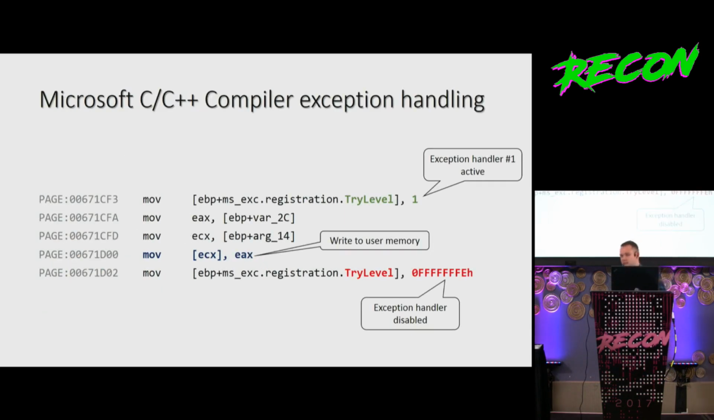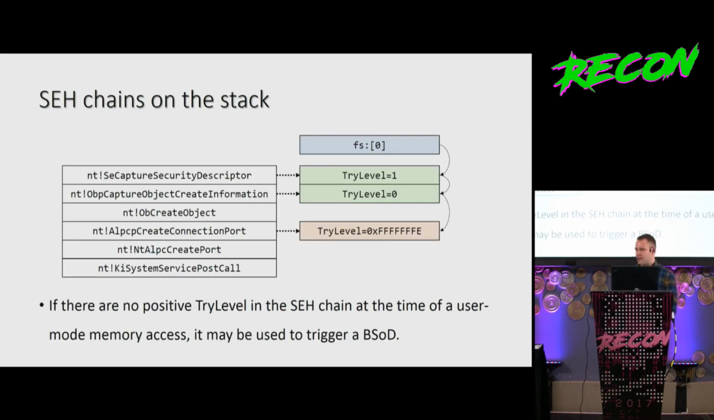So how exception handling works here is that, as you can see in the code, an identifier of the exception handler is written to the stack try-level variable in the exception record. Then the write to user memory is performed, and then the try-level is again overwritten with a value of -2, which means that the exception handler is disabled at the time.